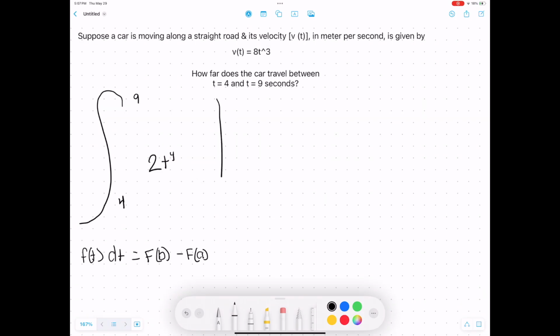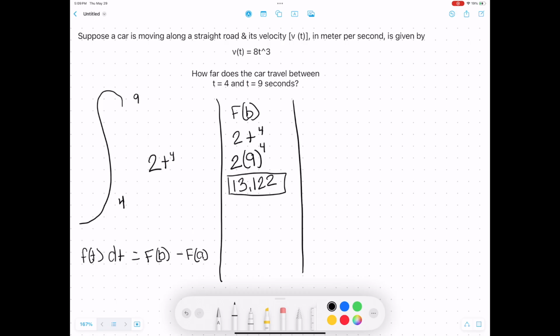In order to break down our equation, we are going to first try to find f of b. We are going to use our antiderivative that we just found and plug in what it is for b, since we know that b is 9. After calculating what f of b is, we found that it was going to be 13,122.